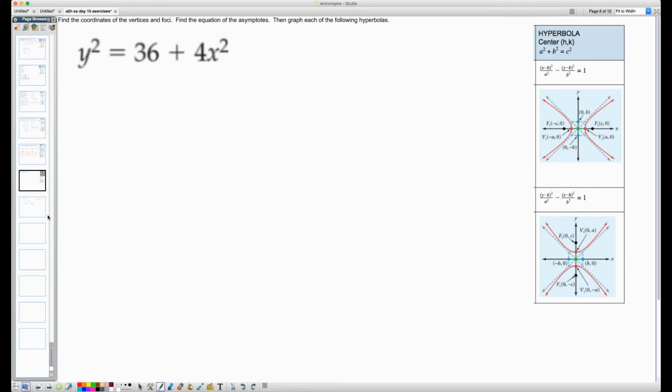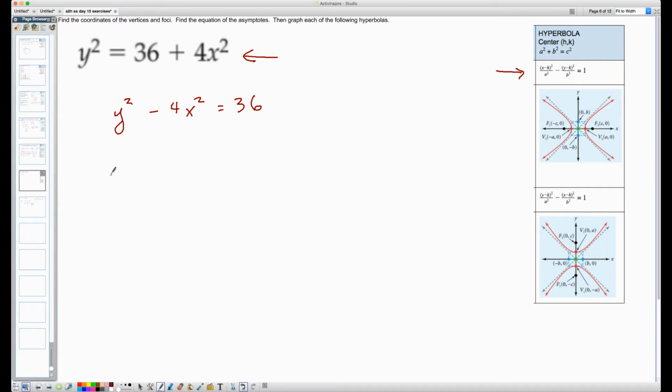Find the coordinates of the vertices and the foci, and find the equation of the asymptotes. Then graph each of the following. Graph this hyperbola. This doesn't look like a hyperbola. I thought the hyperbola was supposed to look like this. We can rewrite this in the form y squared minus 4x squared is equal to 36. It needs to equal 1.